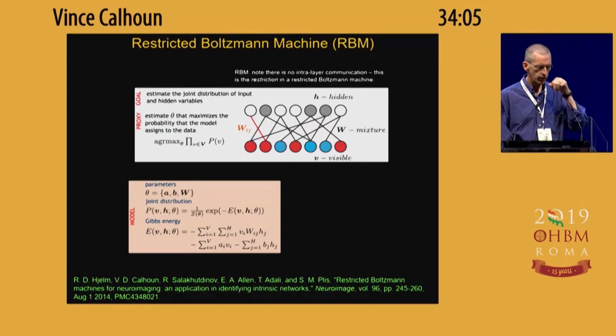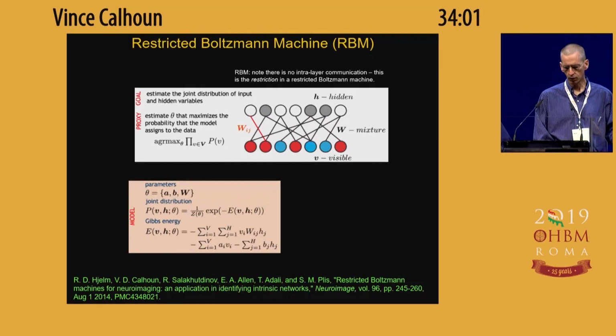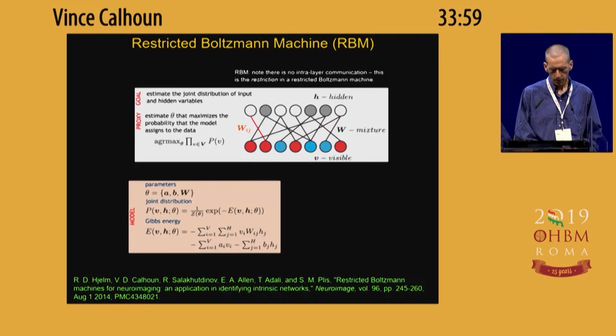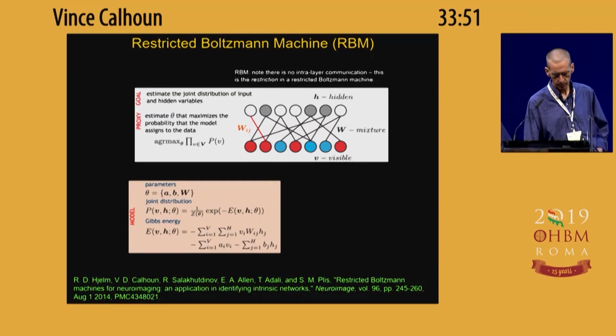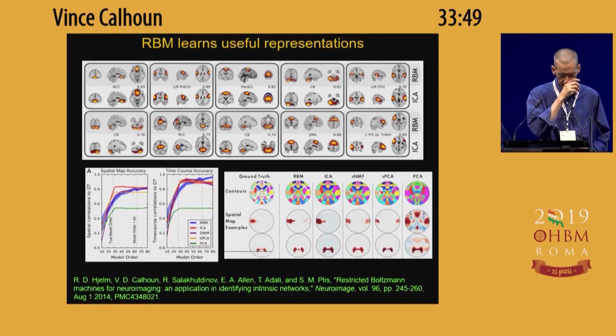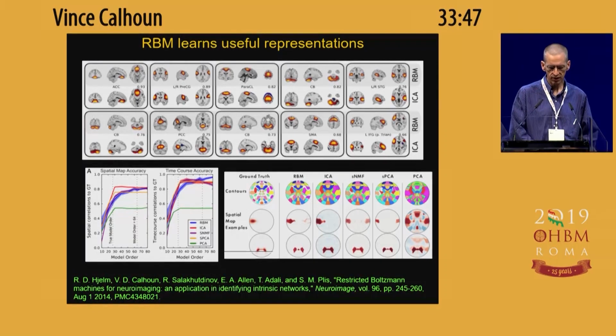So starting at a basic model called a restricted Boltzmann machine, and this is really just a shallow layer, but it's using something called Gibbs energy, and it's optimizing in the context of a neural network. If we use a restricted Boltzmann machine, we can get performance in brain imaging data that's comparable to what we find if we do independent component analysis.